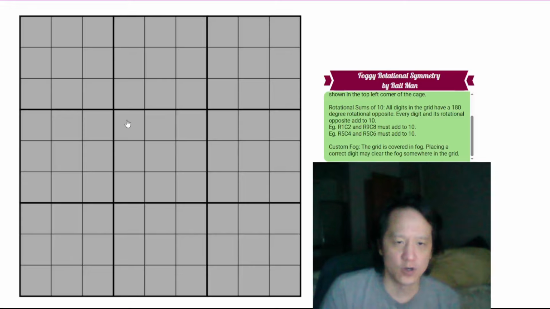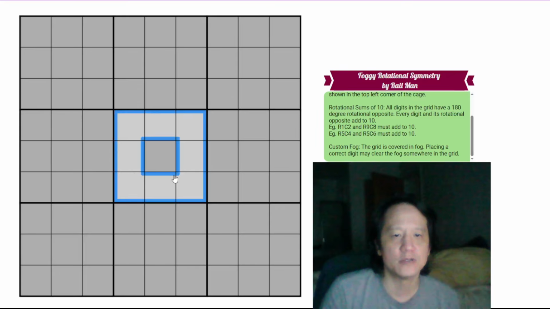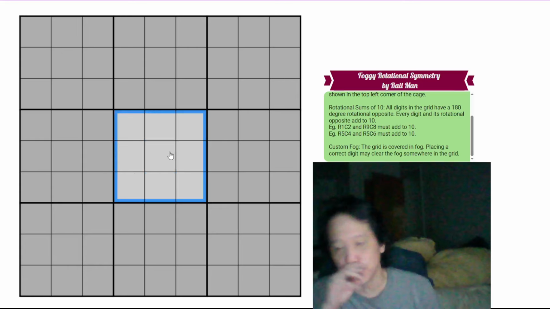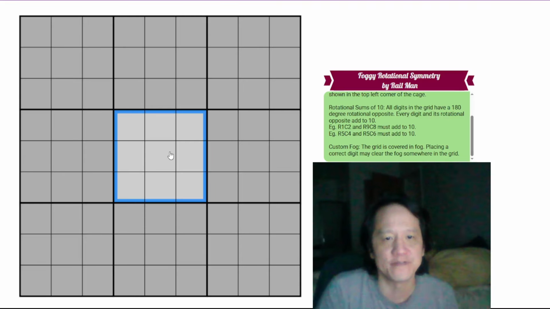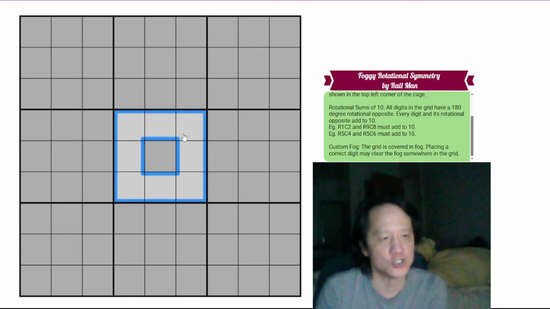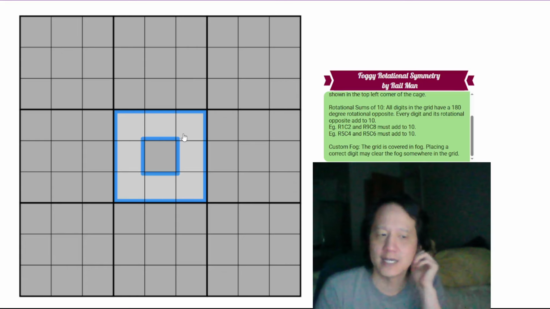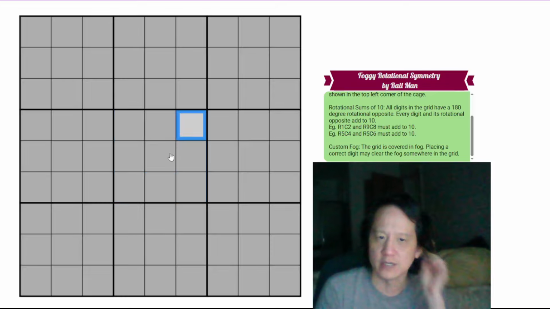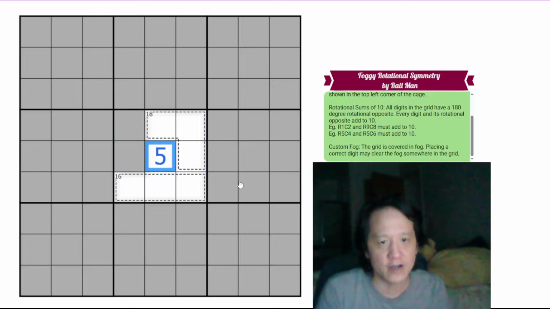Okay, so all of these cells must add up to 10 with this digit, this cell must add up to 10 with that digit, this cell must add up to 10 with that digit, and this cell must add up to 10 with that digit. Well, these are all in the same box, so there must be unique digits. So where is the 5? 5 can never add up with another digit to add up to 10. It has to add up with another 5 to add up to 10. So this is only a 5.